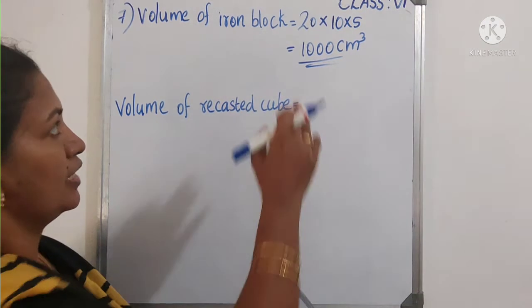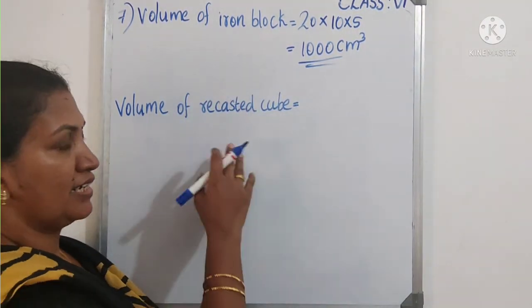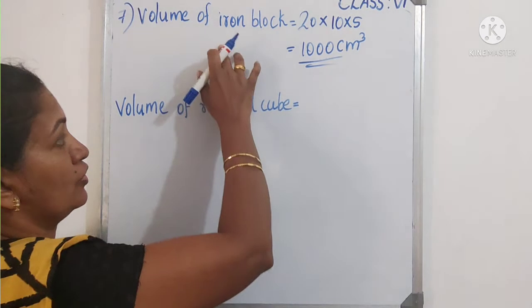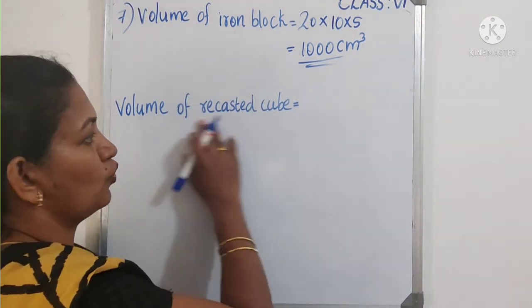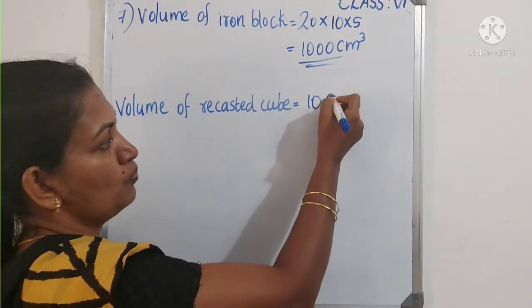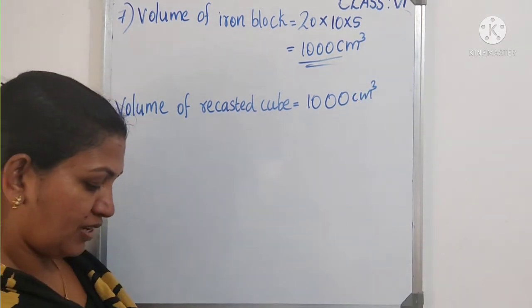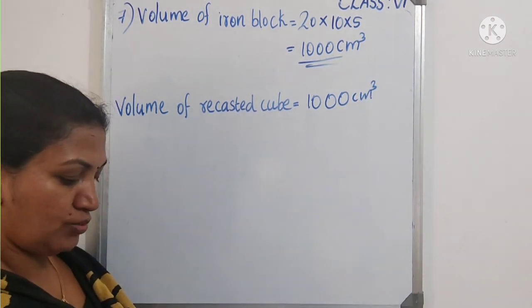Okay, the same rectangular block is melted and recast into a cube. Now it has become a cube, so the volume is also the same. That is, the recast cube also has a volume of 1000 centimeter cube. Then we need to find the length of the side of this cube.